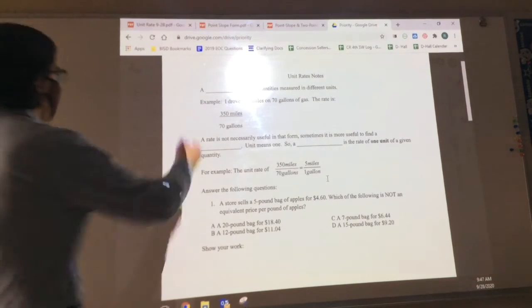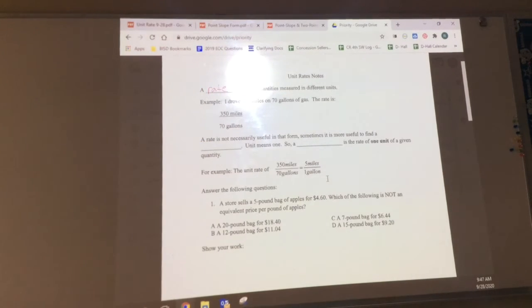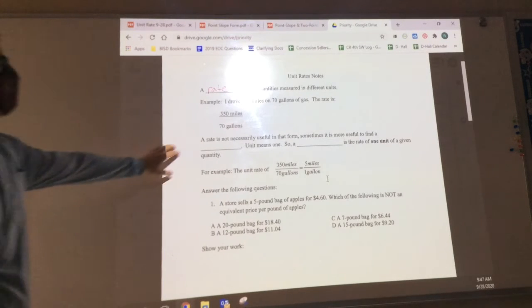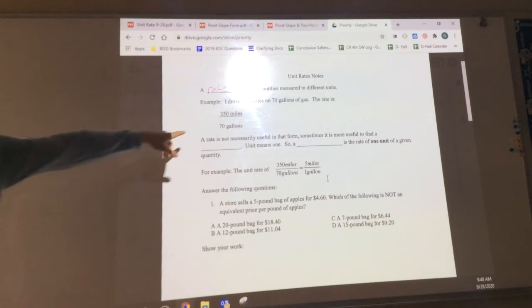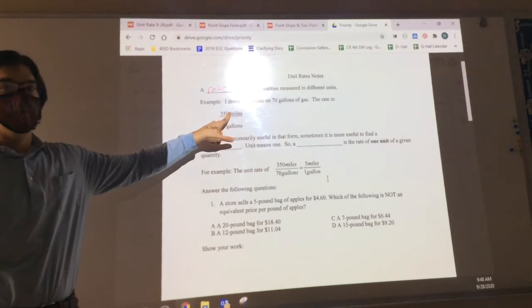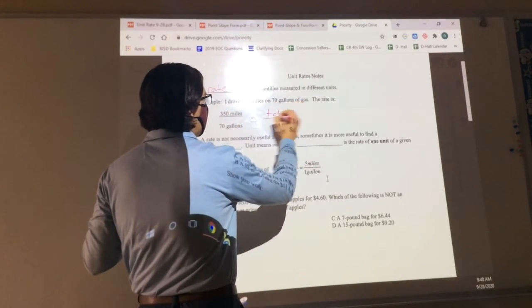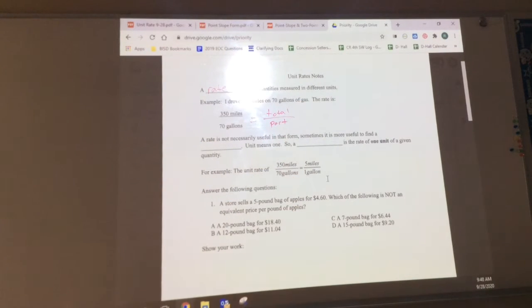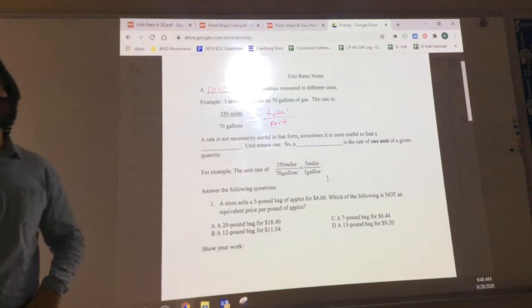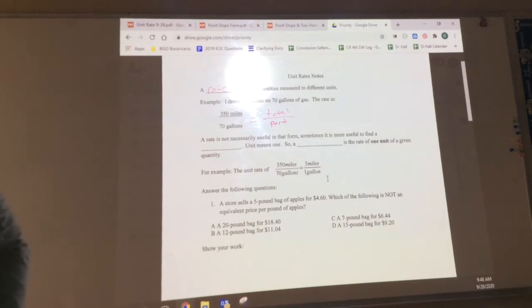All right, so a rate compares quantities measured in different units. Example, I drove 350 miles on 70 gallons of gas. The rate is the amount of miles, the total trip, so I'm going to add to this, total over the part. So it's going to be I drove 350 total miles on 70 gallons of gas. And so to find out what the rate is, I'm going to simply divide 350 by 70. Okay, are we okay with that?